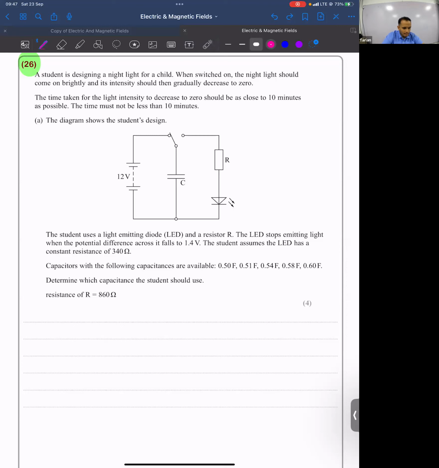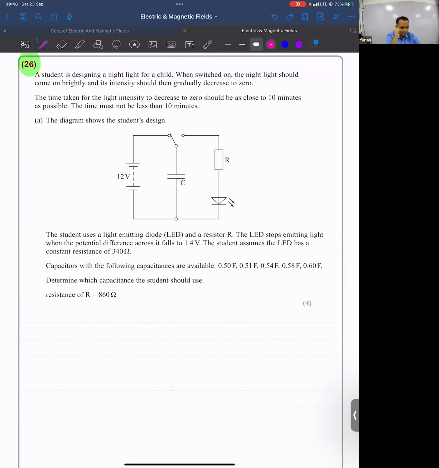The time taken for the light intensity to decrease to 0 should be as close to 10 minutes as possible. The time must not be less than 10 minutes. It should be close to 10 minutes, but not 9.9 minutes. It's okay to be a bit more than 10 minutes, but not less than 10 minutes. Understand? You understood the question?